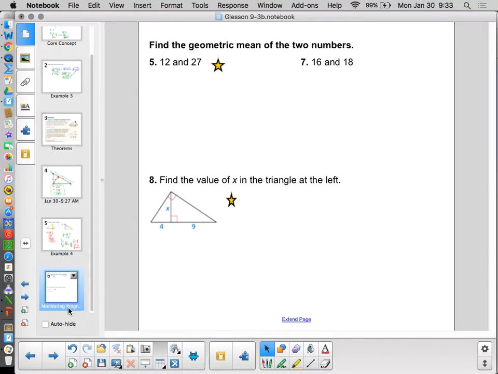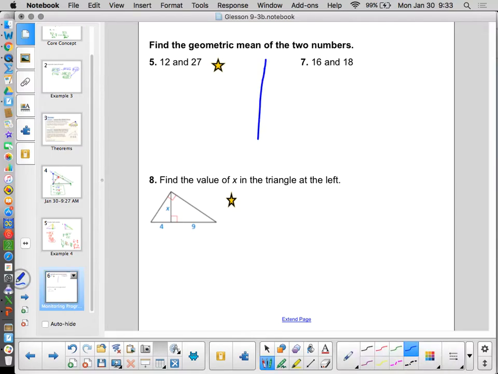All right, so 2 questions for you today. First off, just a quick check. What is the geometric mean between 12 and 27? Give that in the simplest radical form. I'm going to do another one for you. Hopefully you got that right, but if you didn't, geometric mean between 16 and 18.